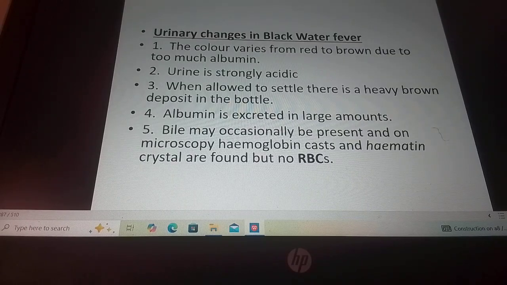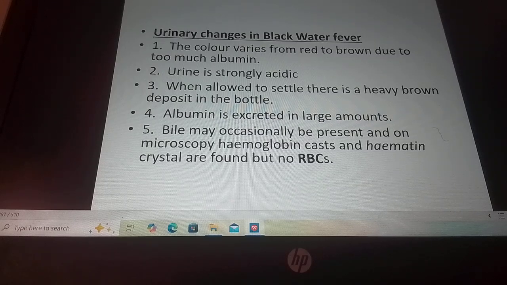So the urinary changes in black water fever, what you will be able to notice: the color of urine will vary from red to brown due to too much albumin. That one you must be able to note. Then the urine will be strongly acidic. So when allowed to settle, there is a heavy brown deposit in the bottle.